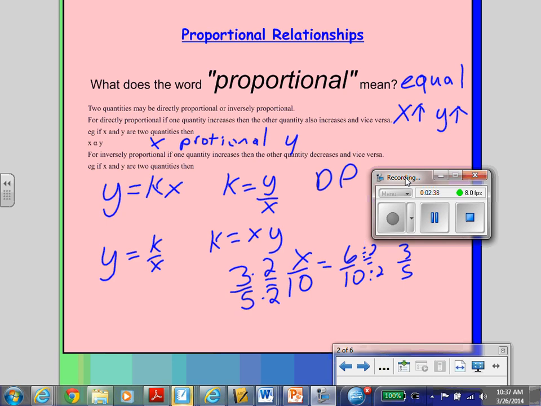I could also solve one like this. I got 1 over 2 equals 3 over X, cross multiply, X equals 6. These are still the same thing. 3 over 6 is the same thing as 1 over 2. Aren't they equal? There they are. Alright.